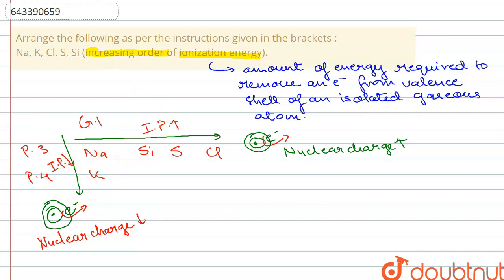Now let's arrange these elements in the increasing order of ionization energy. Okay, now as I said here, from top to bottom the ionization potential decreases, so potassium will have less ionization energy as compared to sodium. Okay, so it will be something like this, and as you move from left to right, as I said, ionization energy increases, so the trend will be something like this: potassium, sodium, silicon, sulfur and chlorine. So chlorine will have the highest ionization energy. That was the explanation. Thank you.